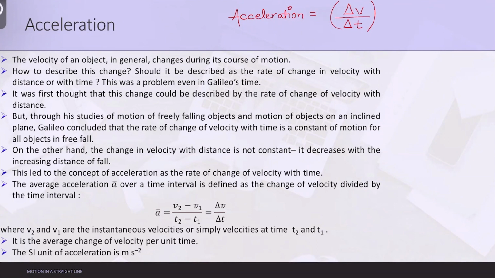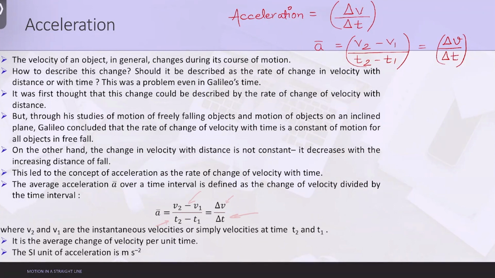Average acceleration a bar over a time interval. Please remember that a bar refers to the average value. Average acceleration a bar is written as v2 minus v1, that is the final value of velocity minus the initial value of velocity, upon t2 minus t1. This is nothing but delta v upon delta t. So average acceleration a bar over a time interval is defined as the change of velocity divided by the time interval.